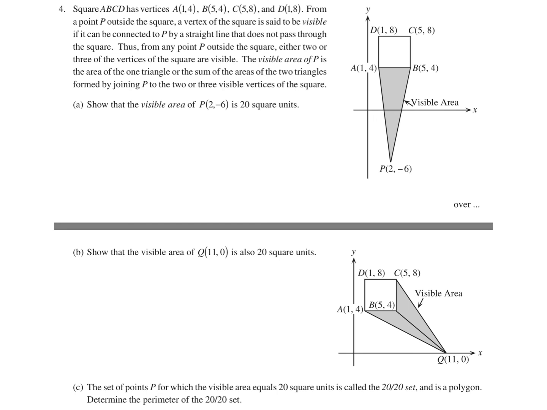Number 4. The square ABCD has vertices A, B, C, D, obviously. From point P outside the square, a vertex of the square is said to be visible if it can be connected to P by a straight line that does not pass through the square. Thus, from any point P outside the square, either 2 or 3 of the vertices are visible. The visible area of P is the area of the one triangle, or the sum of the areas of the 2 triangles formed by joining P to the 2 or 3 visible vertices of the square. Okay. Show that the visible area of P at (2, -6) is 20 units.